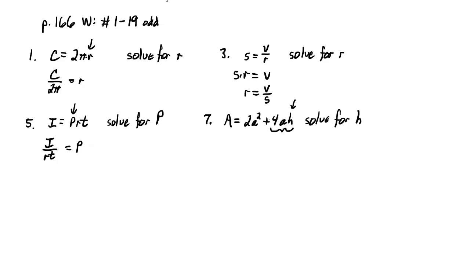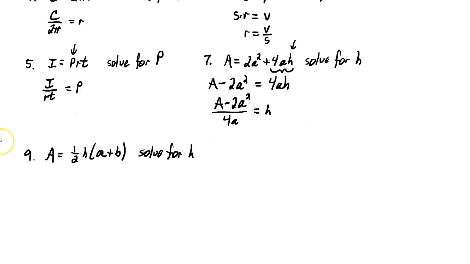The inverse thing of adding is subtracting. We need to subtract the 2a squared. Now we have the 4ah alone on the right side of the equals. We want to get the letter h alone. Well, there's a 4a in front of it. How do you remove that 4a? By dividing by 4a. So we get A minus 2a squared divided by 4a, and that is equal to h.